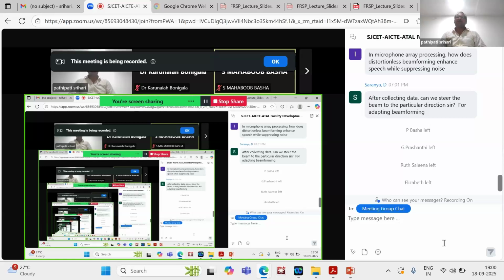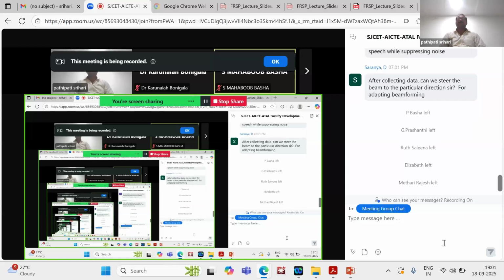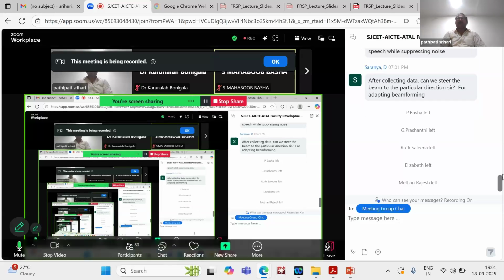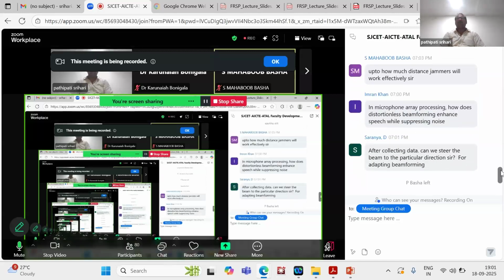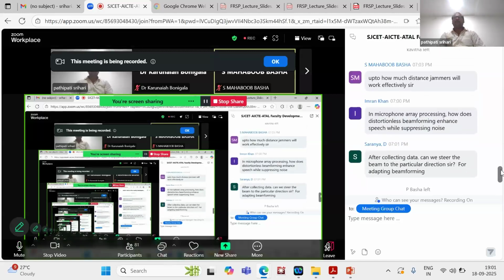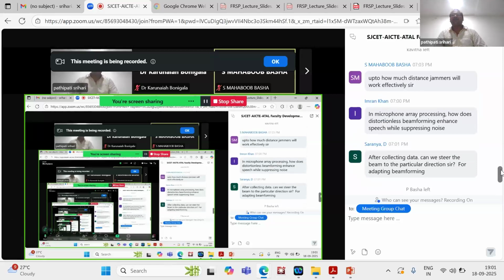generally in speech and other cases, acoustic noise cancellation has a lot of adaptive algorithms, not the MVDR, but other algorithms known as LMS, and its variants are widely used. Up to how much distance jammers will work effectively? That is a very big question. So I'll come to that one.